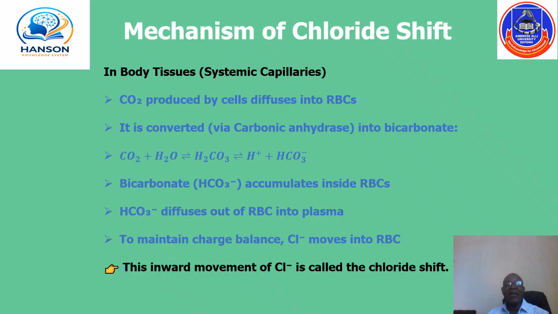Now, let me take this time to explain the mechanism of chloride shift, which the diagram before this clearly does explain. Carbon dioxide is produced by cells. It diffuses into the red blood cell. It is converted to bicarbonate according to this equation.